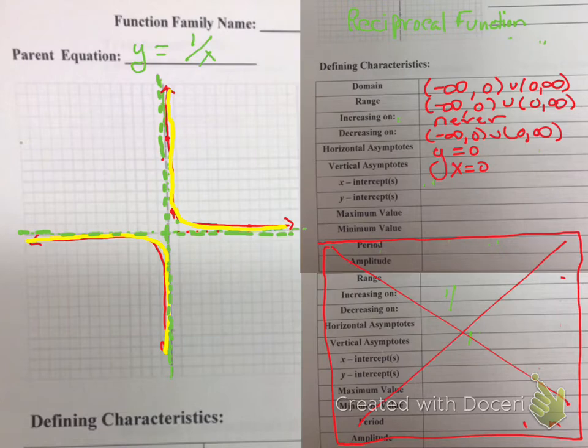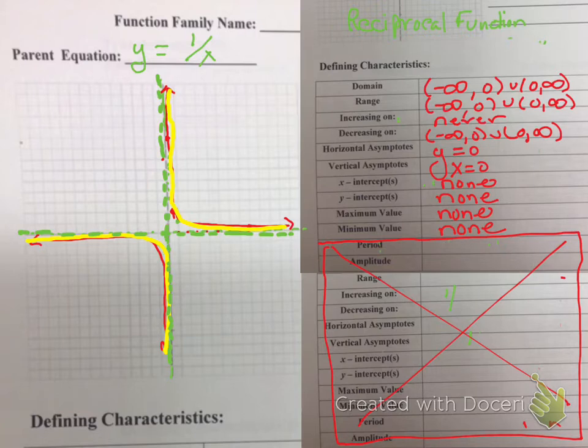Because my x and y axes are asymptotes, I don't have any x and y intercepts. It's not crossing either of those because it's an asymptote and we can never cross the asymptotes. So there is no x-intercept and no y-intercept. And in addition, there's no min and no max because on one side the graph goes up forever and on the other side it goes down forever.